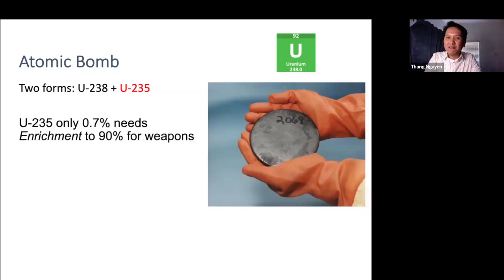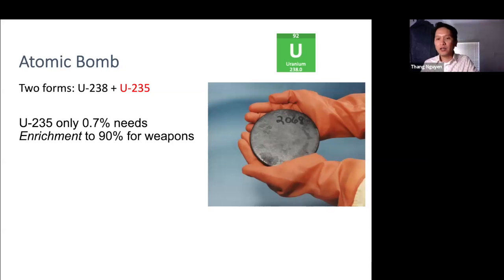However, it's only 0.7% found in nature. The other times you see it, it is the other isotope, right? You then need to collect a sample that has much more U-235 than you would find in nature. That process is called enrichment. So that's why sometimes you hear the phrase enriched uranium. You need enriched uranium, for example, for a nuclear power plant. But to be a weapon, it needs to be not 0.7%, but 90% U-235 in order to be good enough to use as an atomic weapon.